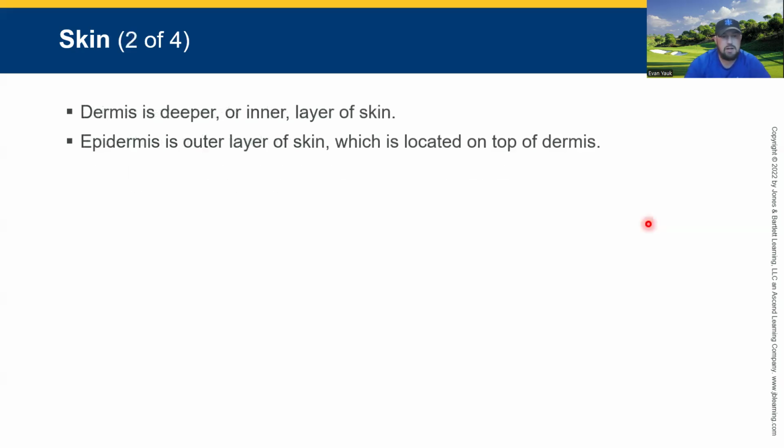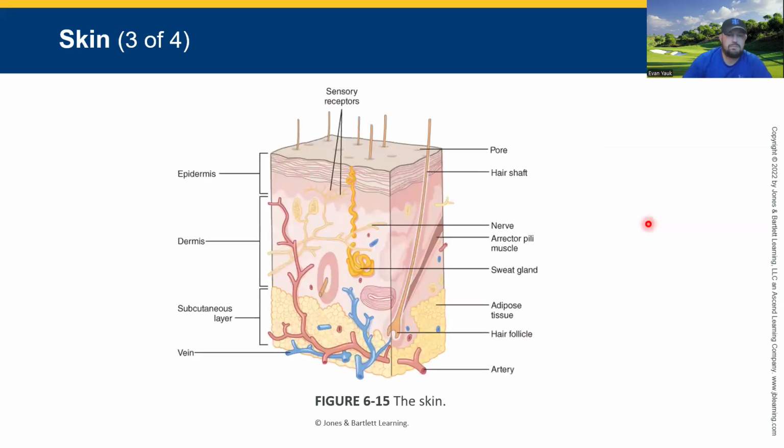So your skin: you have your dermis, which is the deeper, inner layer of skin, and then you have your epidermis, which is the outer layer of skin, located on top of the dermis. I don't know why they put that in here backwards. Let's just start here. Our epidermis is that top layer right there. We have our dermis, which is the deeper layer, and then our subcutaneous, which is that bottom layer.